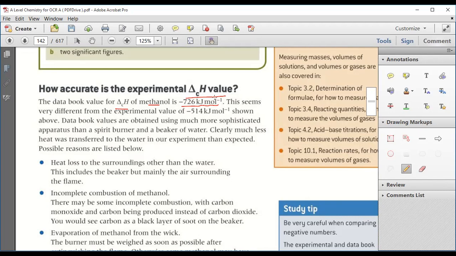Data book values are obtained by using sophisticated apparatus, unlike the spirit burner and the beaker of water. Clearly, much less heat is transferred to the water in our experiment. The possible reasons are listed below. Maybe because of lack of proper equipment, whatever we did is not 100% correct. First, heat loss to the surroundings other than the water. This includes the beaker, but mainly the air surrounding the flame.